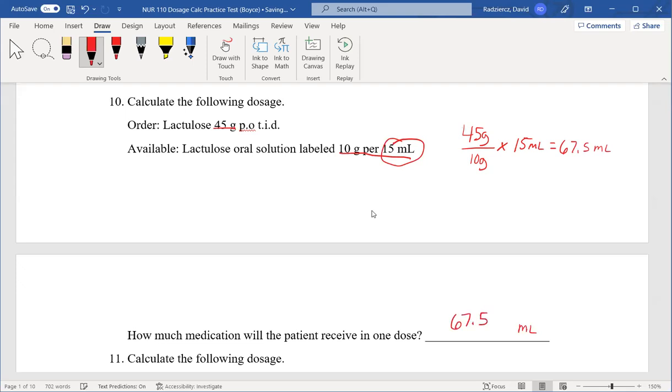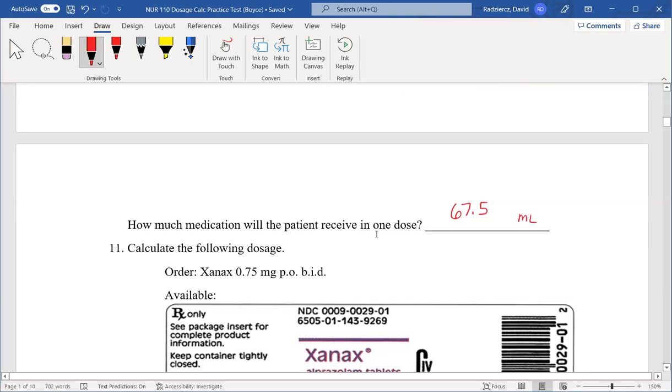So you wouldn't have to convert anything. There's nothing to convert here. I mean, technically we're converting grams to milliliters, but we're not converting anything because they're both in grams. If one of these were in milligrams and the other in grams, then yes, you would need to convert. And there might be an example of that on here. We'll see. Can't remember.